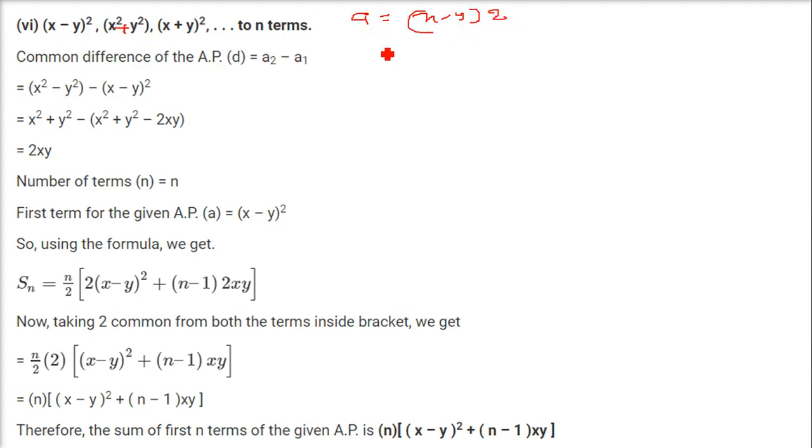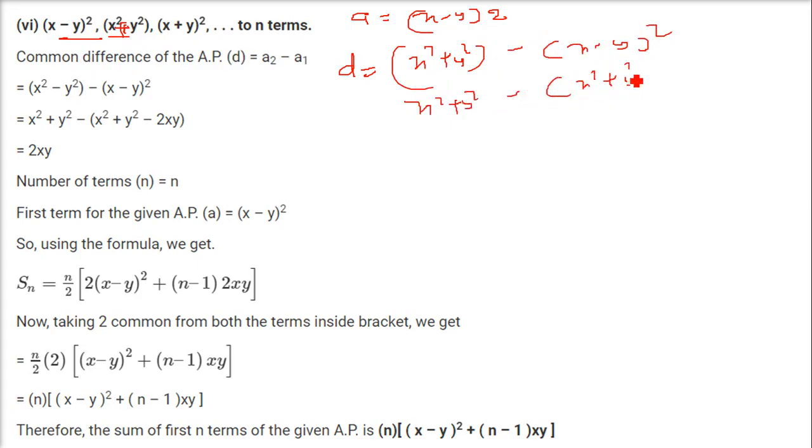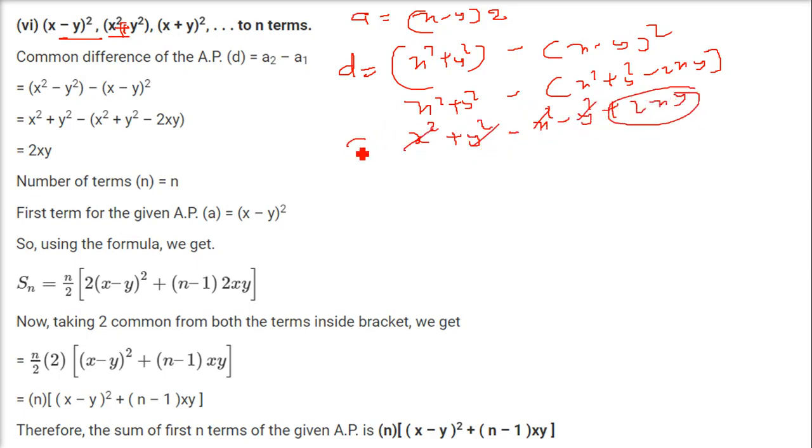Then what is d? d is this term minus this term. So we have x square plus y square minus x minus y whole square. So x square plus y square minus, this is going to be x square plus y square minus 2xy. I'm opening the bracket, so signs are going to change: x square plus y square minus x square minus y square plus 2xy. So this gets cancelled, only 2xy remains. So we have d also.